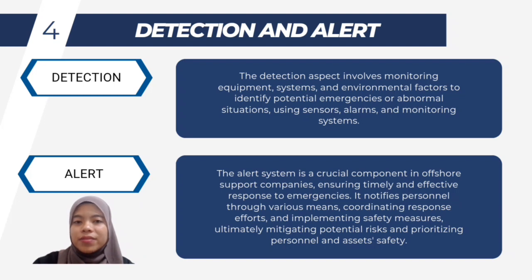Second is about alert. The alert system is a crucial component in offshore support companies, ensuring timely and effective response to emergencies. It notifies personnel through various means, coordinating response efforts and implementing safety measures, ultimately mitigating potential risks and prioritizing personnel and asset safety.